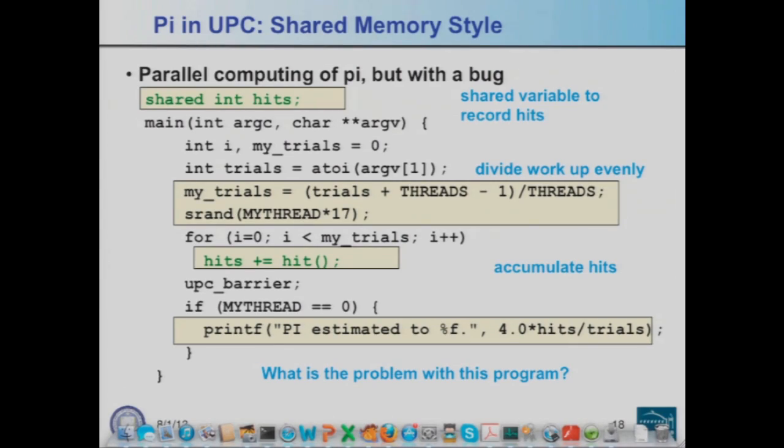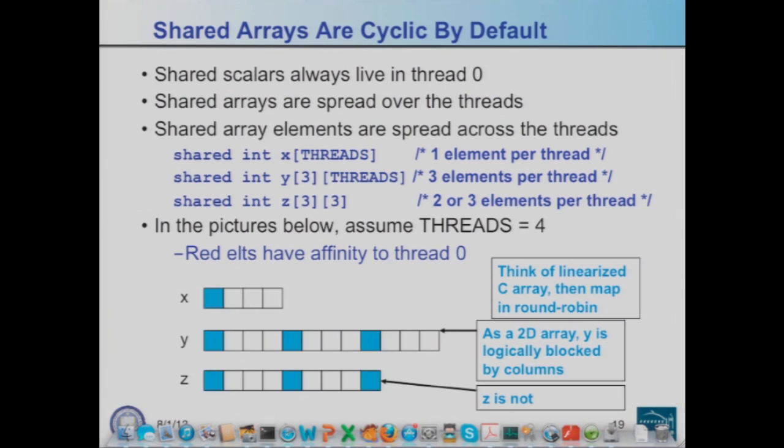Okay, so here's a little version, though, that uses such a variable. We put the shared variable up there outside of the main function, and it is going to record all of the hits across all of the different threads. We're going to actually divide up the work evenly across the different threads.